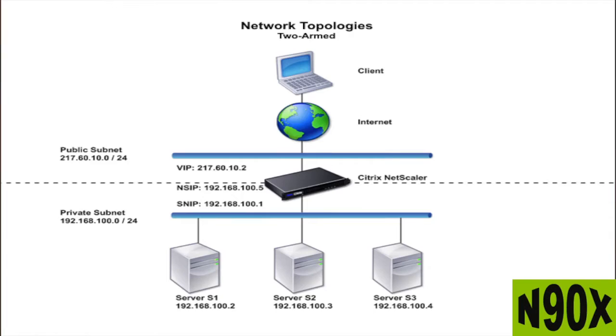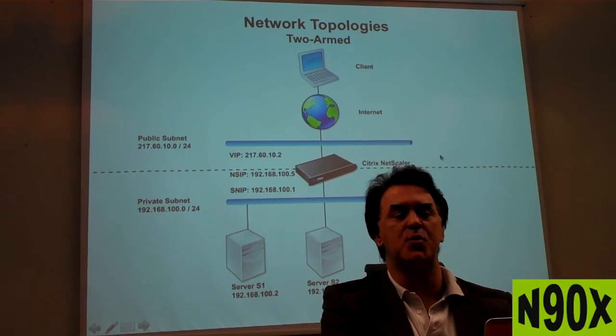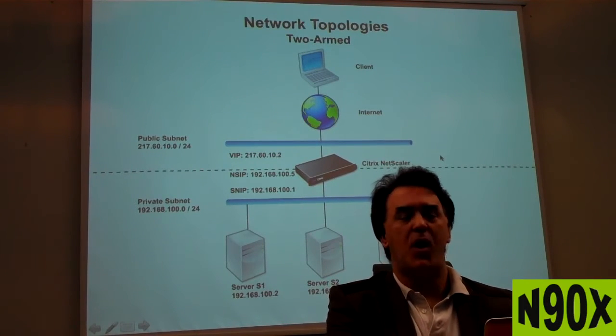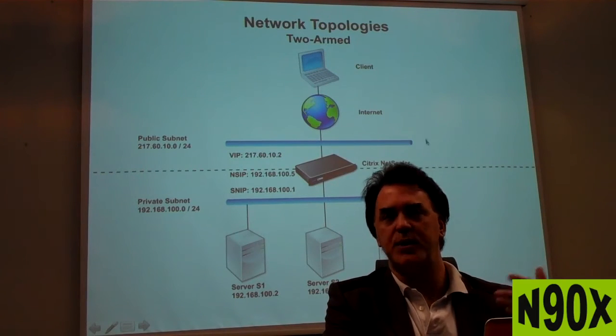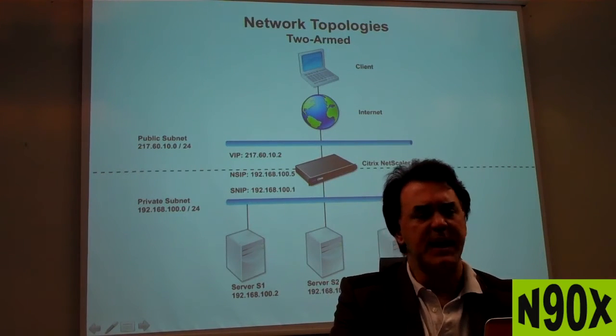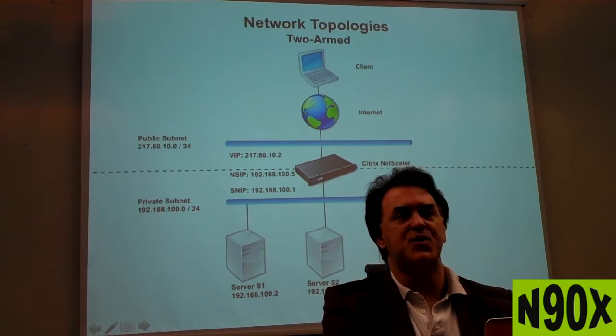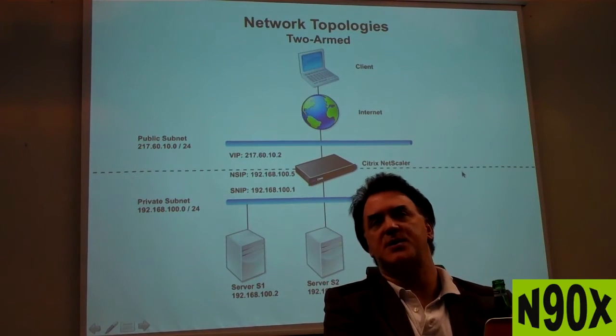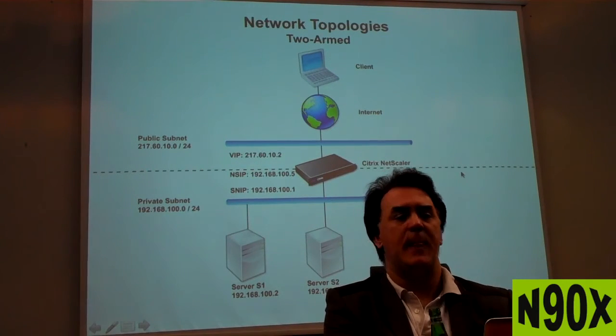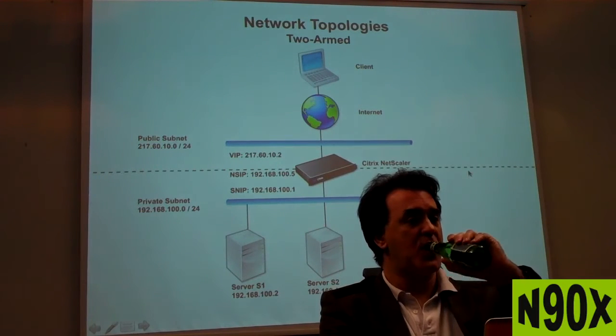Probably the better and more secure topology is the two-arm topology, where the NetScaler sits in between like a firewall or like a proxy server. And it literally proxies every connection. All the client connections are terminated at the NetScaler on that virtual IP, which you create. And all the back-end traffic is seen coming from what's known as a subnet IP, or a SNIP. We'll talk about that in a little more detail.